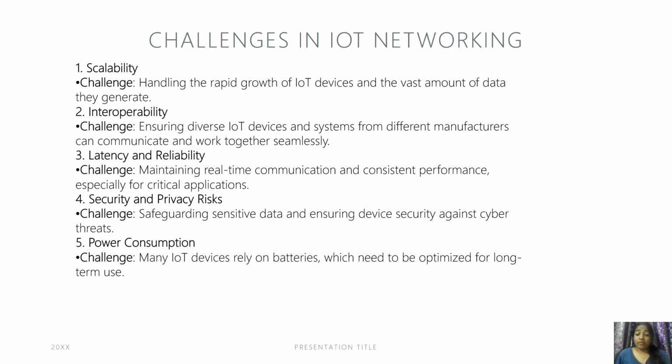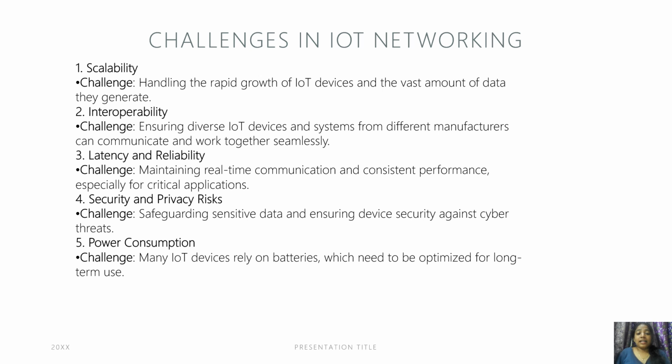Challenges in IoT networking: scalability, interoperability, latency and reliability, security and privacy risk, power consumption. Scalability is handling the rapid growth of IoT devices and the vast amount of data they generate. It impacts the network infrastructure, which must support increased data traffic. And in interoperability, ensuring diverse IoT devices and systems from different manufacturers can communicate and work together seamlessly.